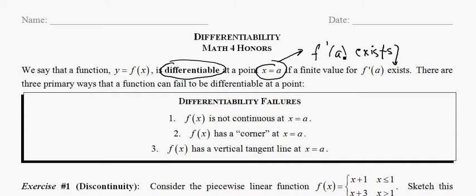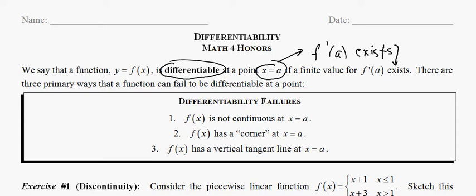Now, the vast majority of places on a smooth function, the derivative exists. But there are particular reasons why the derivative would fail to exist. And there's three primary reasons. I'm just going to state them outright, and then we're going to look at each one of them in turn and understand why it causes a derivative to not exist.